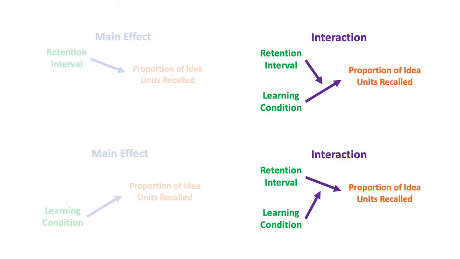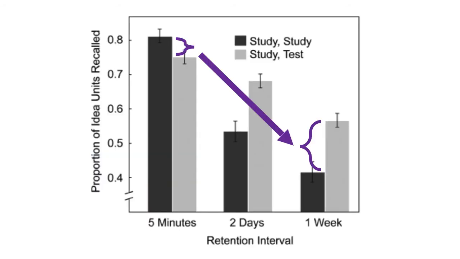When we have an interaction, the main effect of each variable becomes less important. Statistical tests confirm that the interaction between retention interval and learning condition is significant. Specifically, the effect of learning condition on recall performance does reverse over time. Participants who read the passages twice remembered more after a 5-minute interval, but participants who read and then took a practice test on the passages remembered more after a 2-day and 1-week interval.